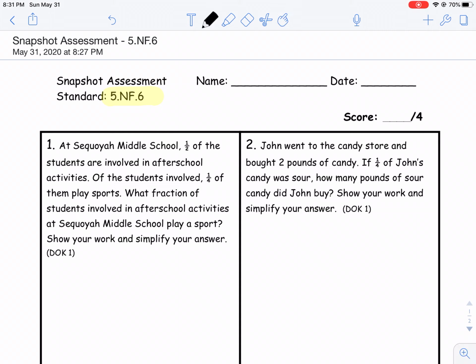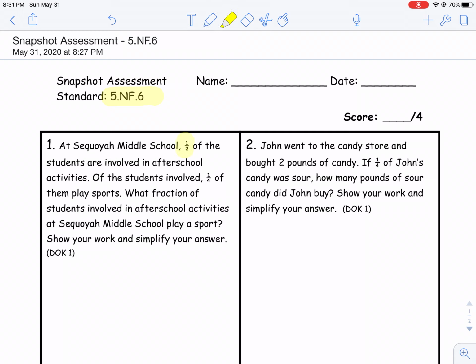Number 1 says, at Sequoia Middle School, 1/2 of the students are involved in after-school activities. Of the students involved, 1/4 of them play sports. What fraction of students involved in after-school activities at Sequoia Middle School play a sport? Show your work and simplify your answer.